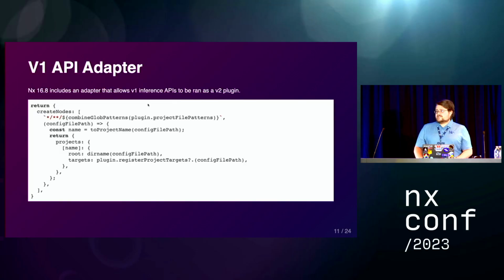And to get a really good idea of what this looks like, if anybody is familiar with the V1 plugins, this is an excerpt from the example adapter that we have inside of our code base that turns a V1 plugin into a V2 plugin so we can run it. So here we have a create nodes function. We take all of the glob patterns that you used to export and combine them. And then we map that to a project. And here we can see we have the project name, the root, and then we use the register project targets function from the V1 plugin to find the targets on that project.